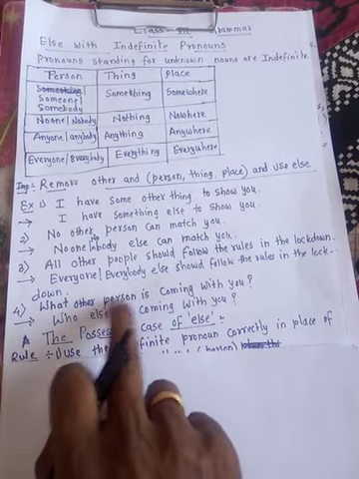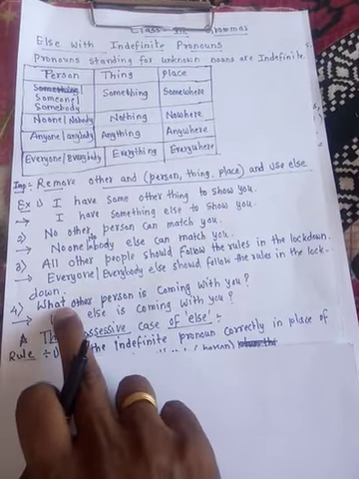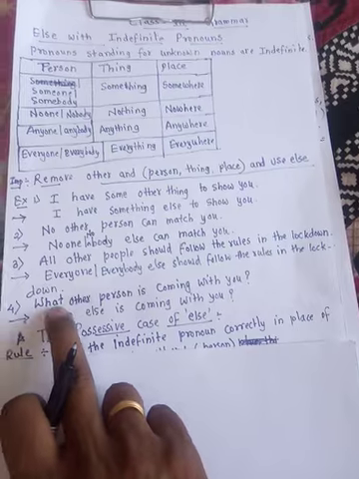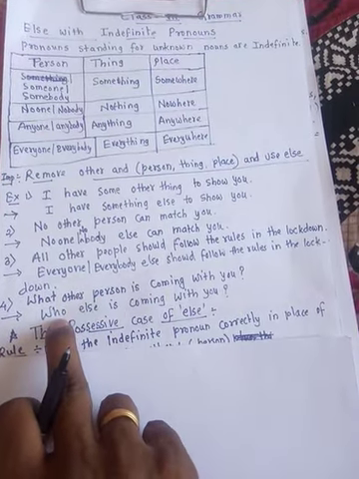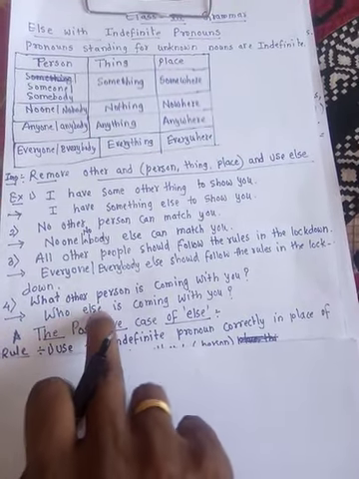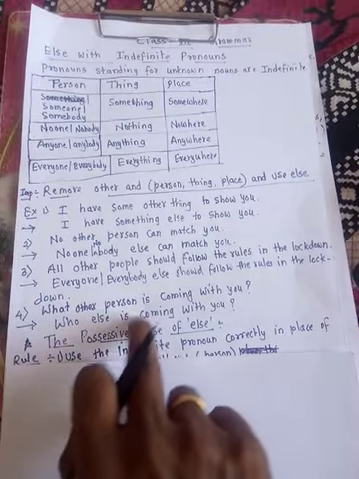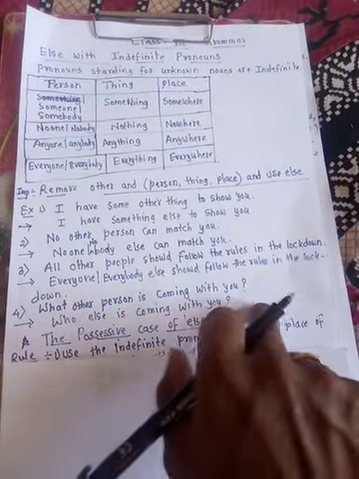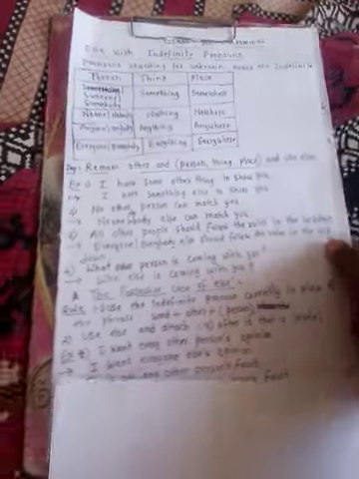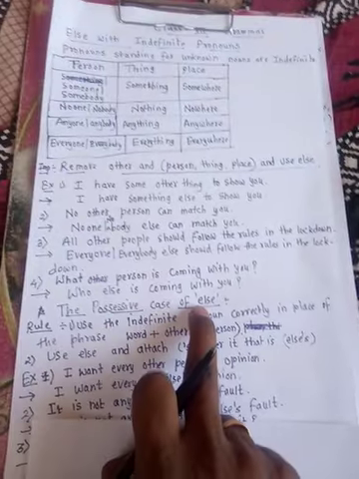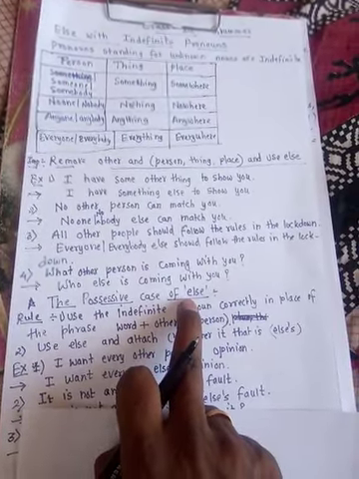Sometimes there will be what other place. Then for place, where. As it stands for person, we have used who. Now immediately after that, else. Who else, and remaining part is coming with you. Second part is the possessive case of else.